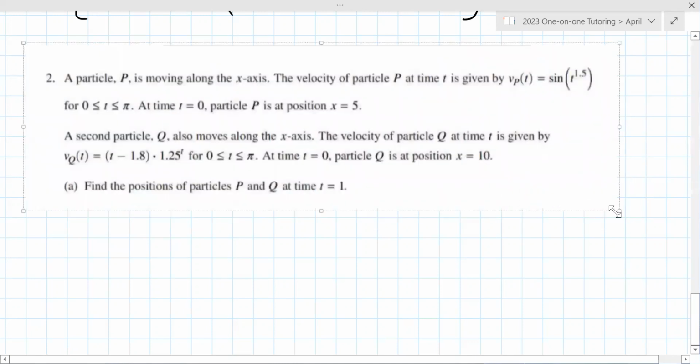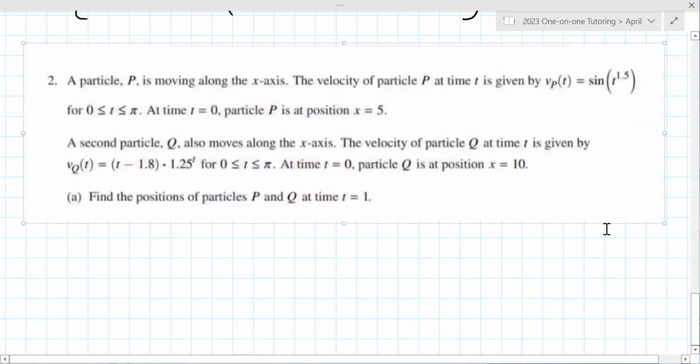All right, so number 2 here. Particle P is moving along the x-axis. The velocity of particle P at time t is given by v of t equals sine of t to the power of 1.5 for 0 less than t less than pi. At time 0, P is at position 5. Second particle Q is also moving along the x-axis. The velocity of particle Q is given by a different function, t minus 1.8 times 1.25t. All right, there's all of that explained. Find the position of particles P and Q at time t equals 1. So notice they're asking about the positions, not the velocities.